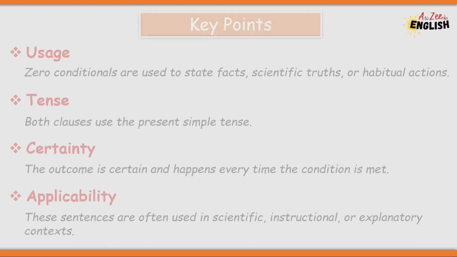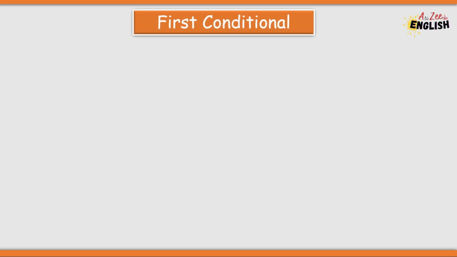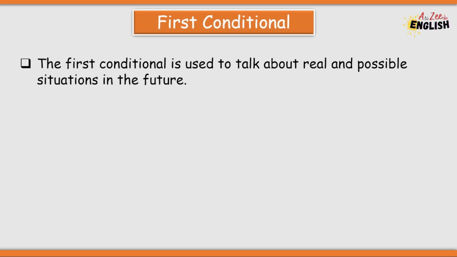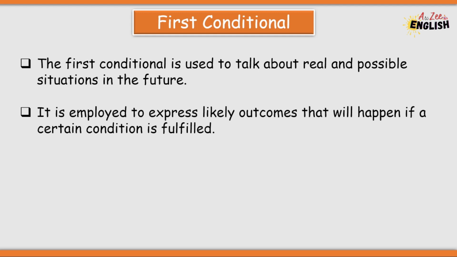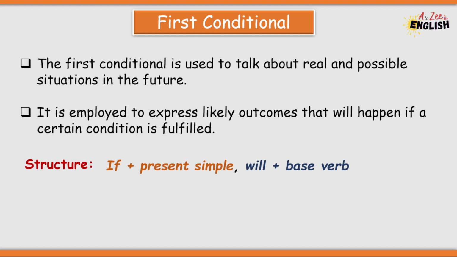Let's discuss the next conditional. First conditional. The first conditional is used to talk about real and possible situations in the future. It is employed to express likely outcomes that will happen if a certain condition is fulfilled. Structure: if plus present simple. The condition is in the present simple form and the outcome is in the form of will plus base verb.